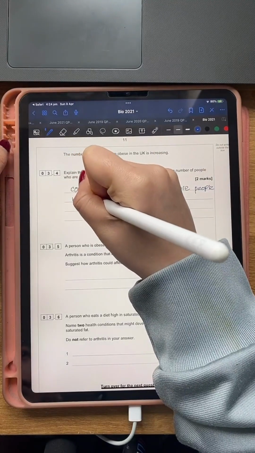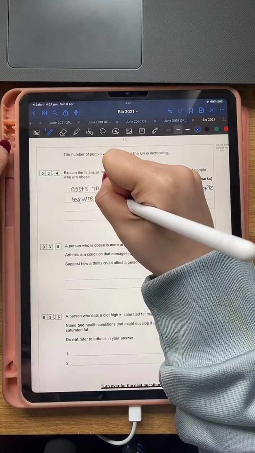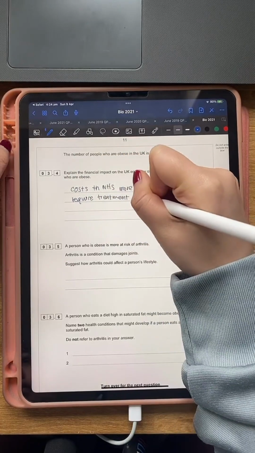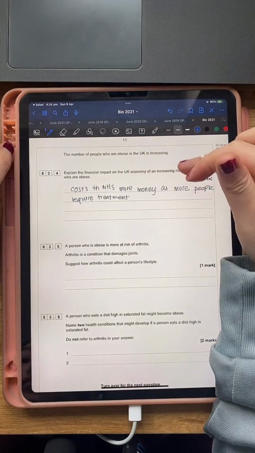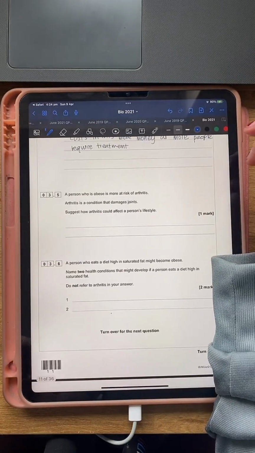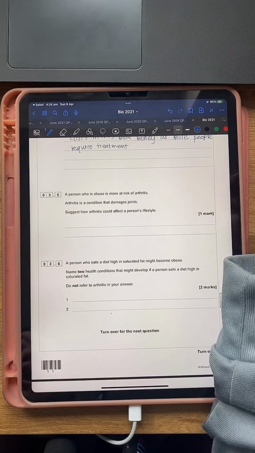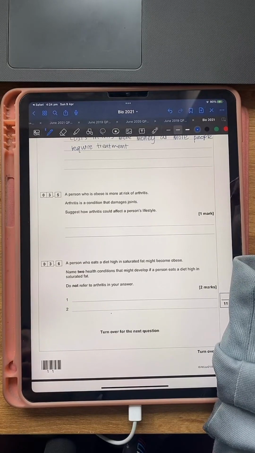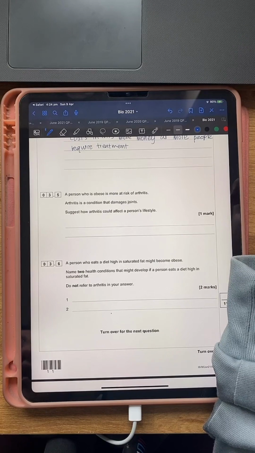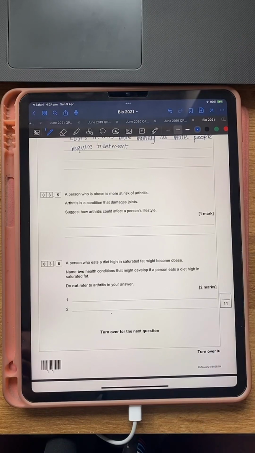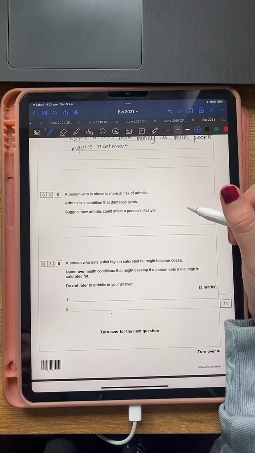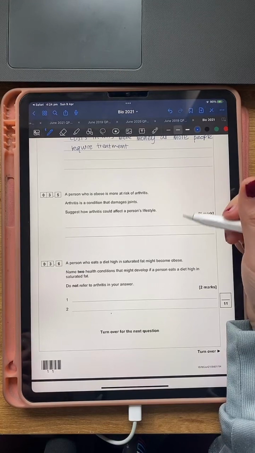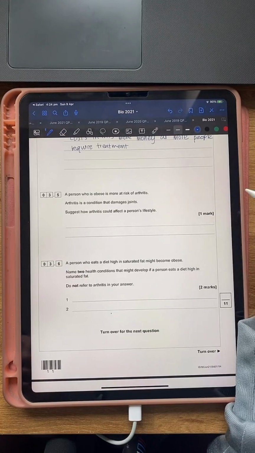A person who is obese is more at risk of arthritis. Arthritis is a condition that damages joints. Suggest how arthritis could affect a person's lifestyle. If you don't know the specific reason for why arthritis could affect someone, you can use something general. Firstly, we know that arthritis or any of these types of conditions could have a negative impact on the person's life. But think about how that impact would be.